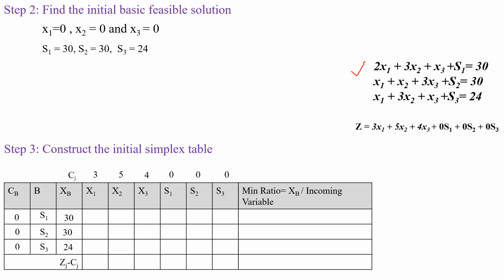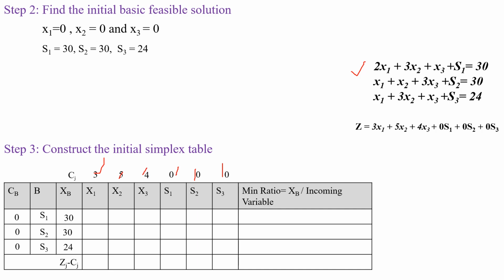Next, Cj is the cost coefficients for the variables. For this we have to observe the objective function. Here the x1 coefficient is 3, x2 coefficient is 5 and x3 coefficient is 4, s1 coefficient is 0, s2 coefficient is 0 and s3 coefficient is also 0.